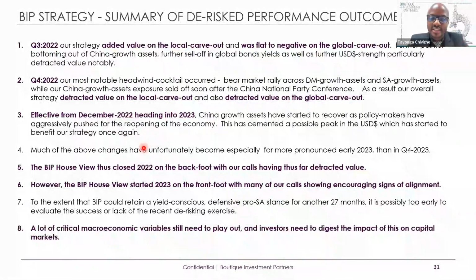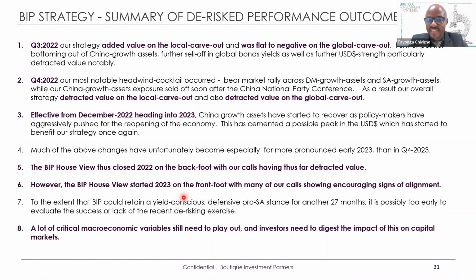So essentially, I think our concluding statement is that for 2022, we were pretty much on the back foot because of the squeeze on the Chinese exposure. Although it started to work out well in December, it had caused a lot of pain. In January, a lot of things started to align. The Chinese call is working, the dollar call is working, global bonds have started to rally, South African bonds have started to rally. And I think pretty much a lot of things are in our favor.